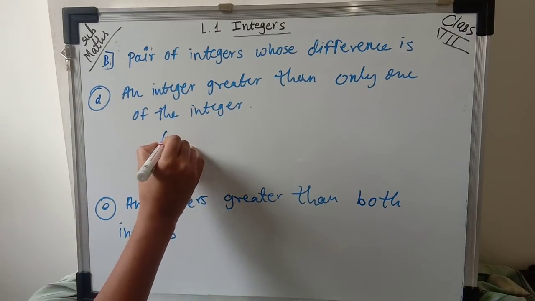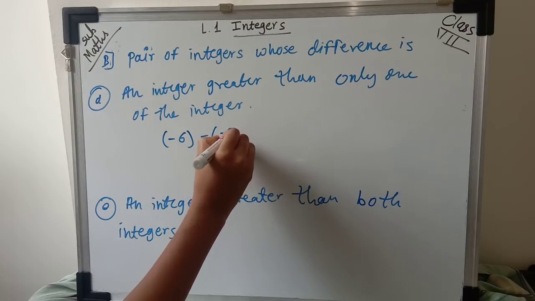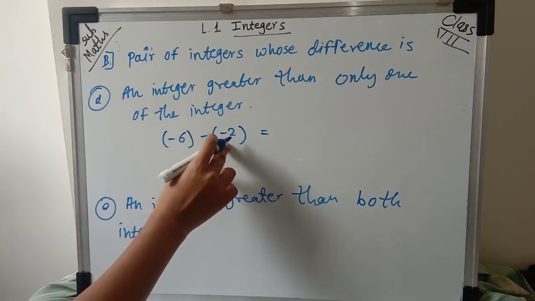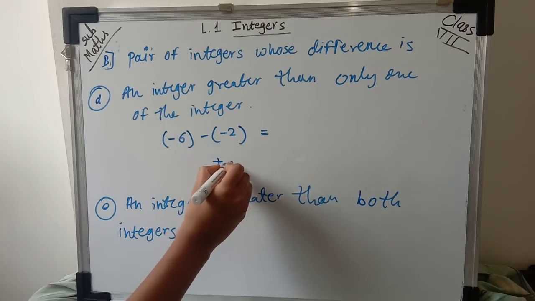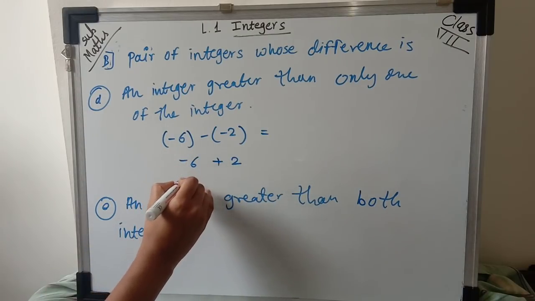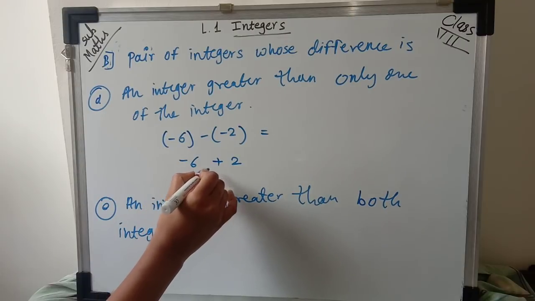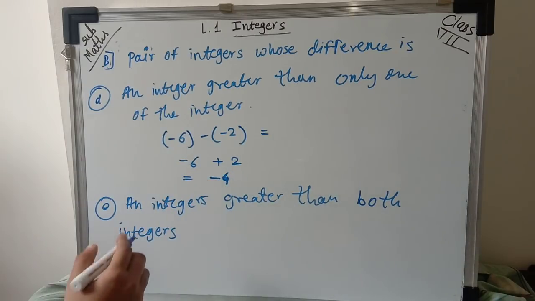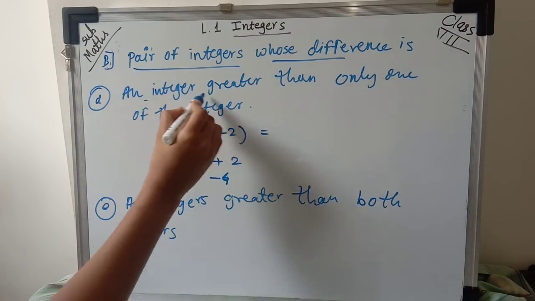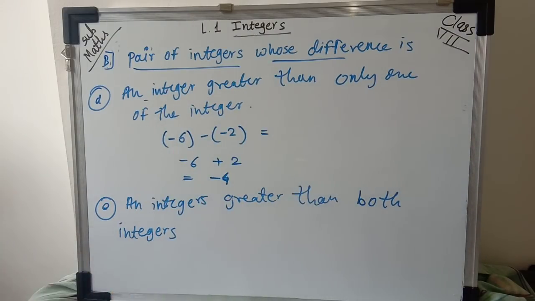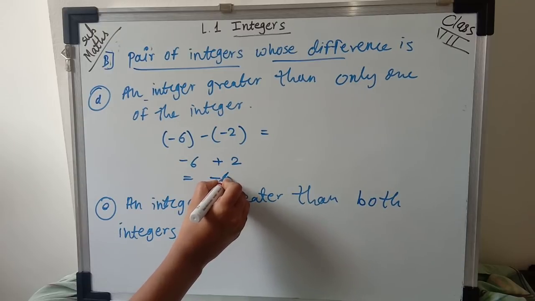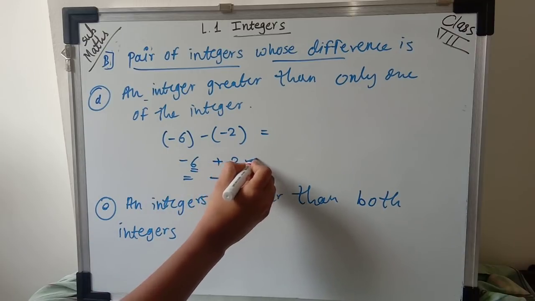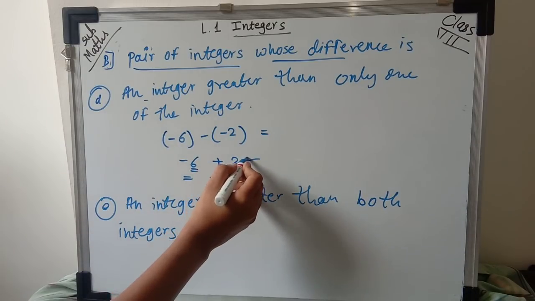Okay, so here if I take minus 6 minus 2. Okay, so before doing any subtraction we have to change their sign. So minus becomes plus. Okay, and here minus 6, again minus and plus become minus, so 6 minus 2 is equal to minus 4. So what they are saying, a pair of integers whose difference is an integer greater than only one of the integers. So minus 4 is greater than only minus 6, not than positive 2 here.